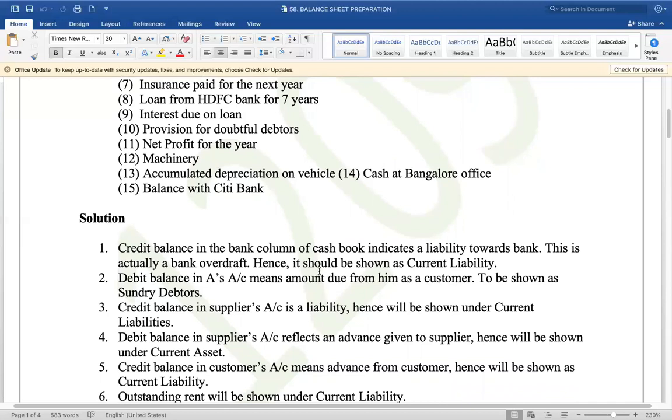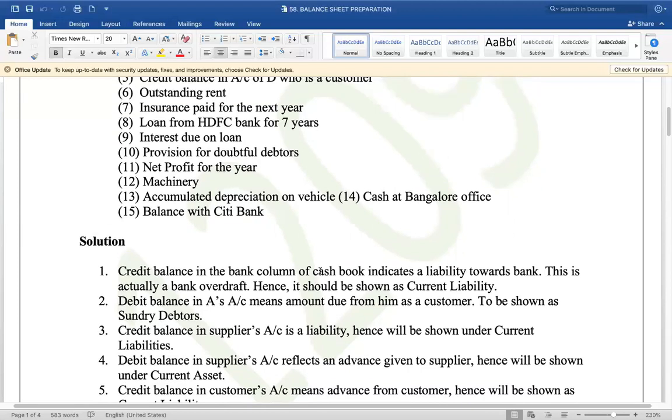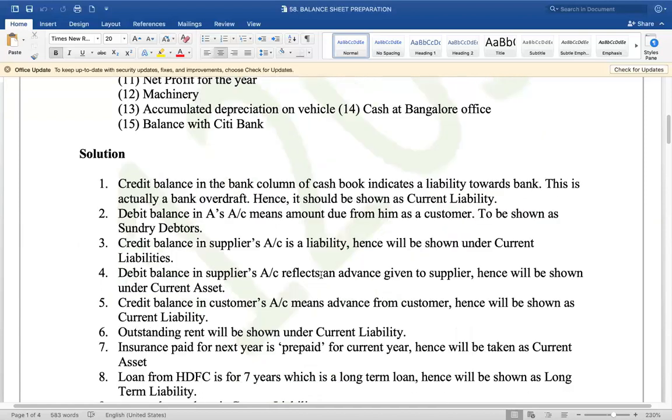Okay, next is outstanding rent. What is outstanding rent? All outstanding items are in liabilities. Look at this. Outstanding rent will be shown as current liability.